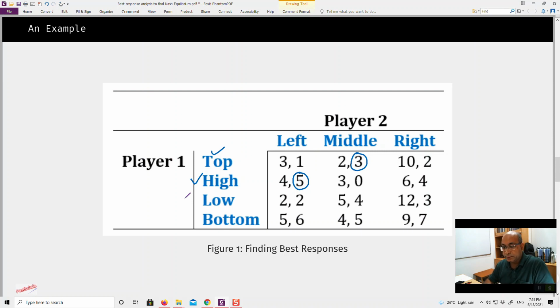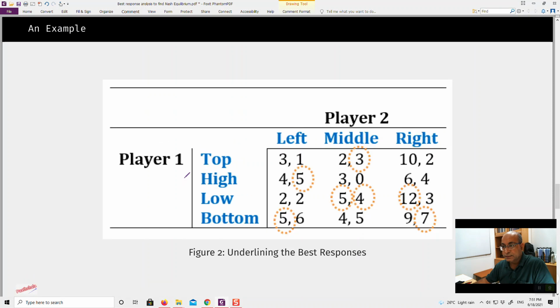So I am taking you to the next slide where we have done this. So see, when player 1 is playing top, player 2 has a best response in form of middle. When player 1 is playing high, player 2's best response is left. Every other action gives him lesser payoff compared to left against high. When player 1 is playing low, player 2 has a best response, that is middle. When player 1 is playing bottom, the best response for player 2 is right.